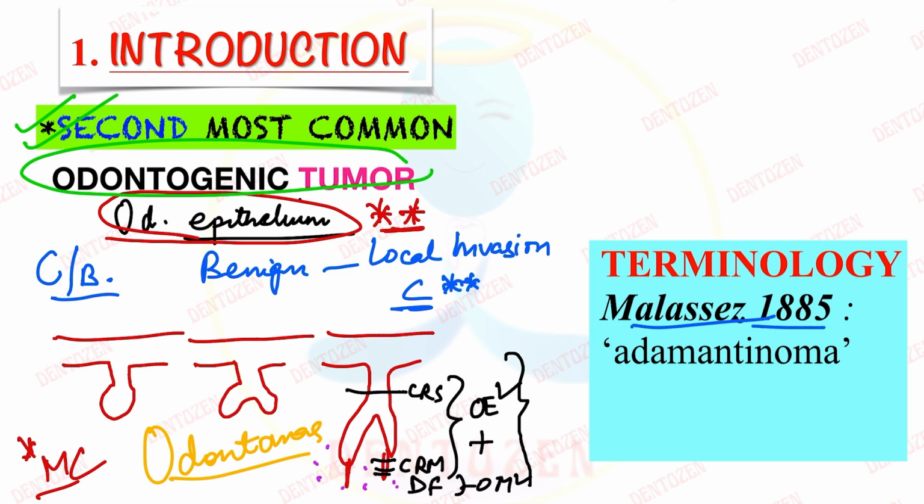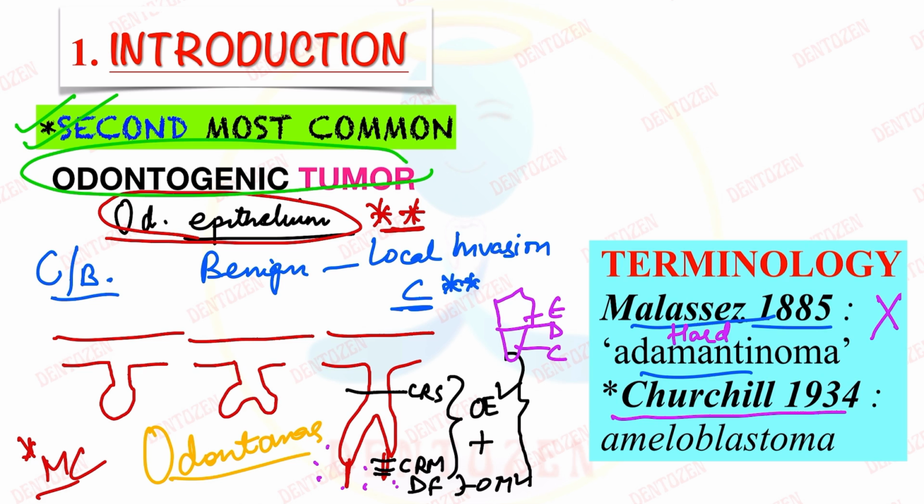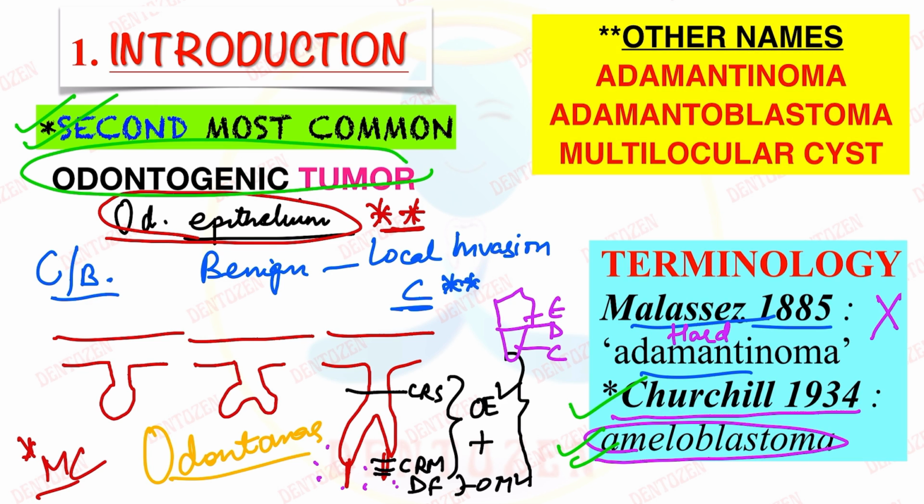Now, Malassez in 1885 coined the term adamantinoma. Adamant means hard. Like in normal tooth development, there is hard tissue formation in enamel, dentine, and cementum. But in ameloblastoma, there is no hard tissue formation. So Churchill suggested an alternative term in 1934, ameloblastoma. So that can be your entrance question. Who gave the term ameloblastoma? Churchill. Another viva question can be, what are the other names for ameloblastoma? It can be called adamantinoma, adamantoblastoma, and multilocular cyst.